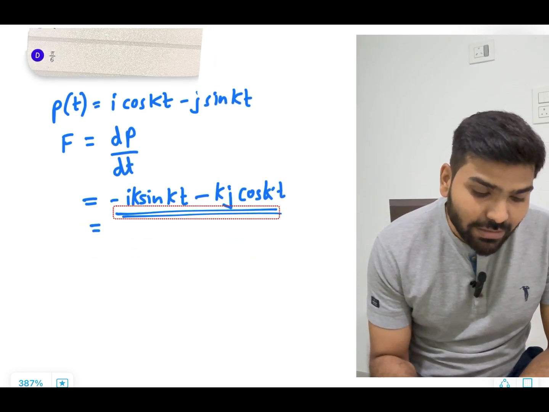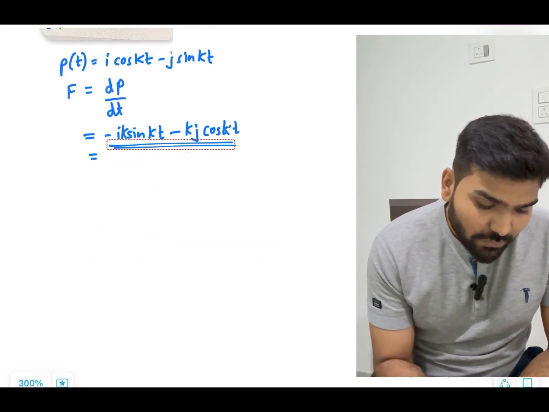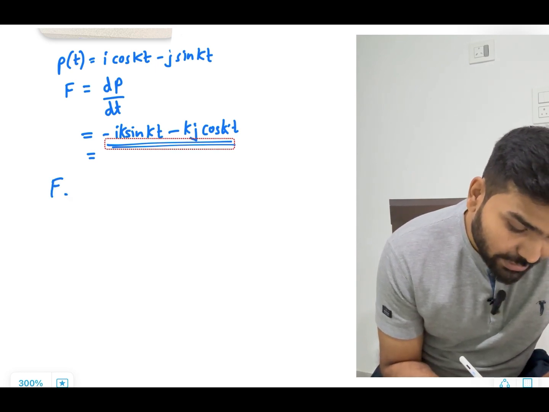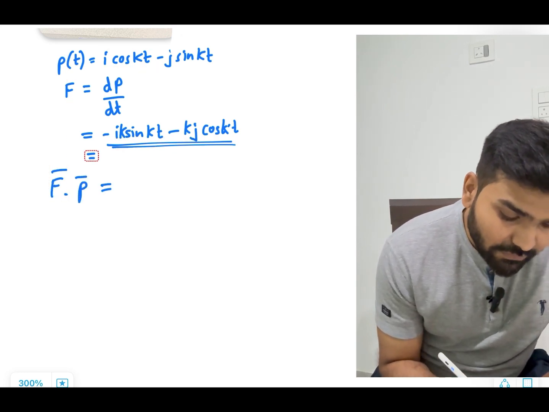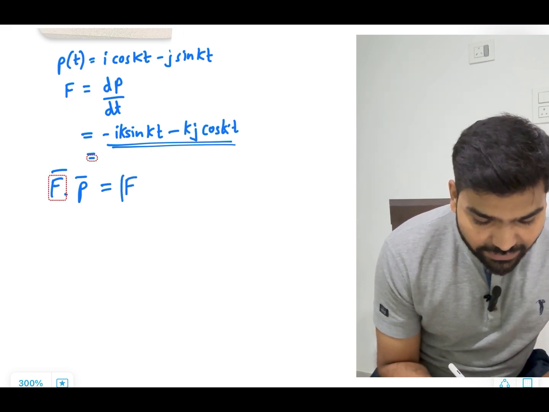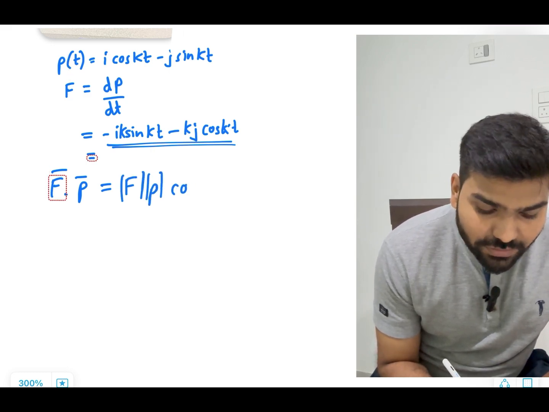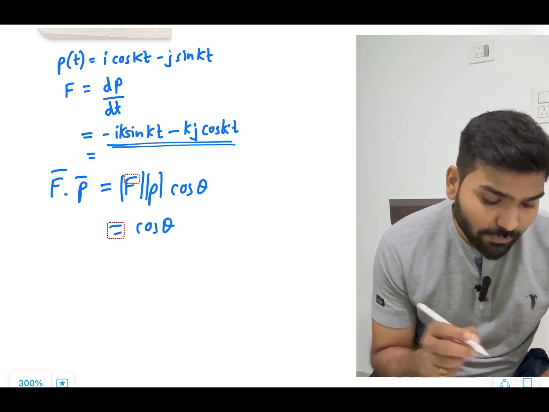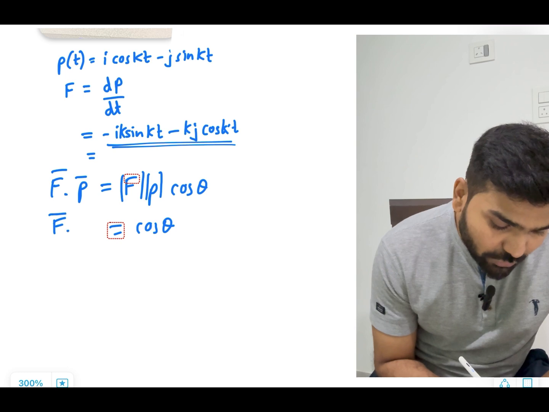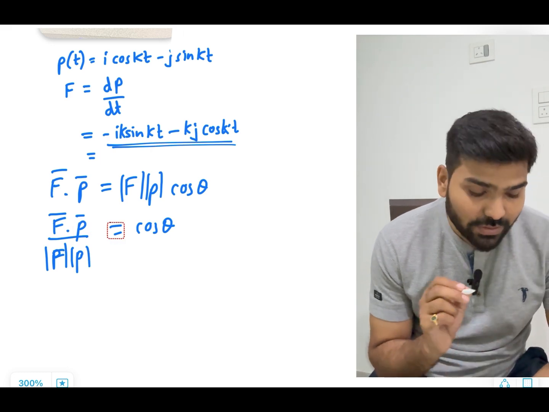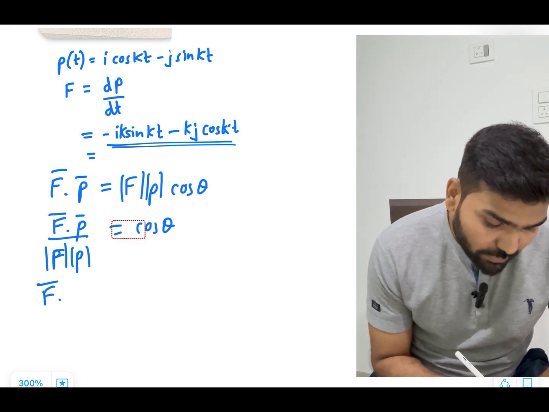Now what they are asking is the angle between the force and the momentum. To find the angle between the force and the momentum, what we can do is, let us say force dot momentum. So F dot P, we will get this as F magnitude P magnitude into cos theta. Now to calculate this cos theta, theta is the angle between the force and the momentum, we have to first find out F dot P, and then we can divide them by their magnitudes. So let us first find out what is F dot P.